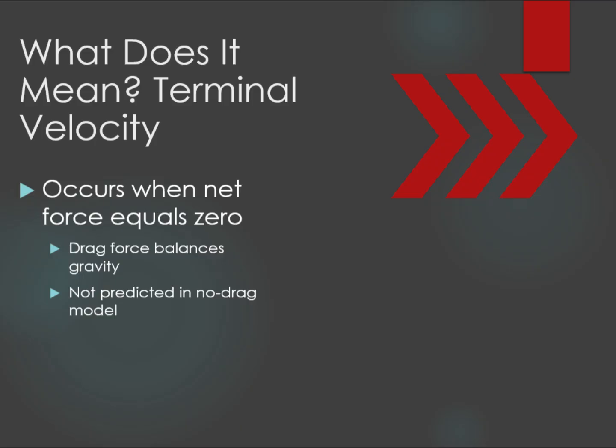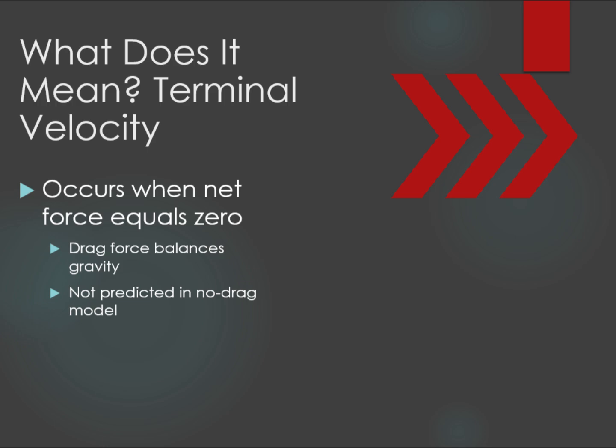What does it mean? The terminal velocity occurs when the net force equals 0, meaning drag force balances gravity. In my no-drag model, terminal velocity does not occur because gravity is the only force, so velocity continues increasing downward. If drag were included, eventually F drag equals mg. At that point, acceleration becomes 0 and velocity becomes constant.